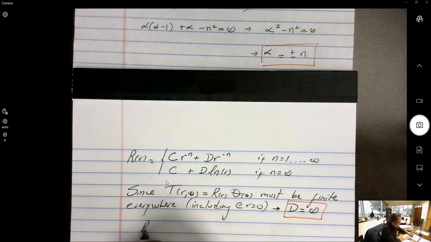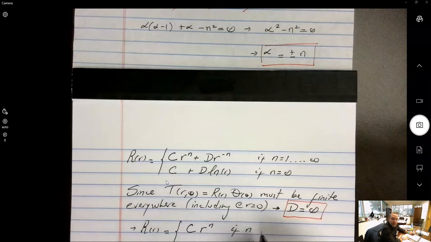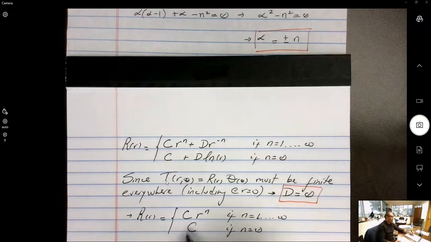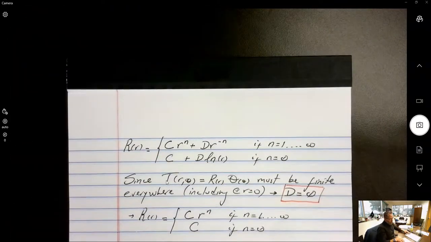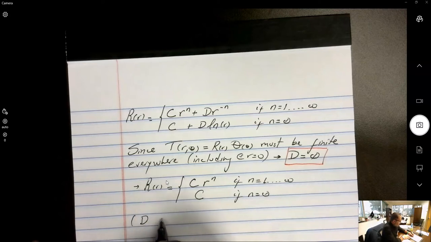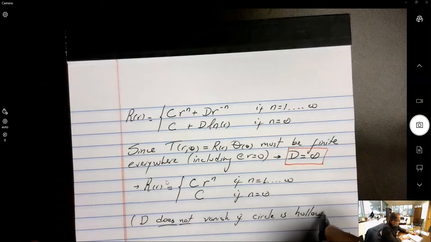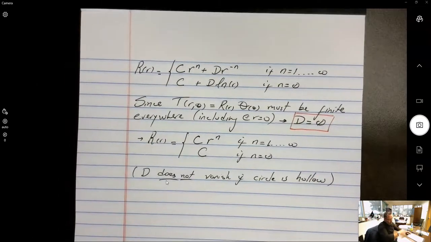So the solution R of r is equal to c times r to the n if n is equal to 1 to infinity, or just simply c if n is equal to 0, which is identical. The two things are the same. That's why I use the same constant, c. By the way, d does not vanish if the circle is hollow, as we'll see in an example next.